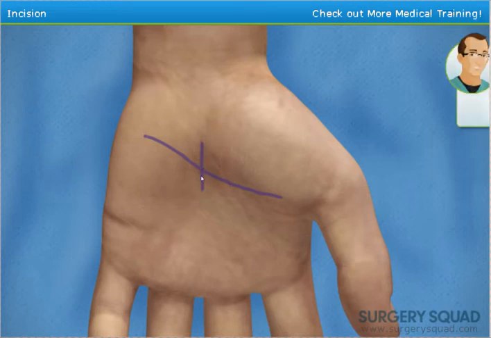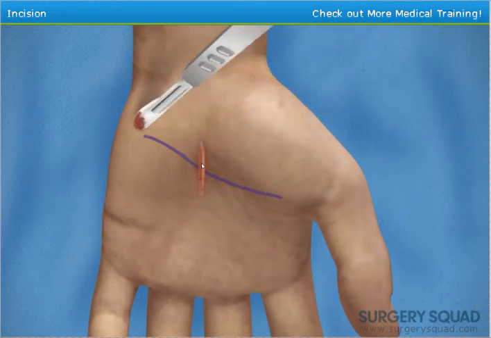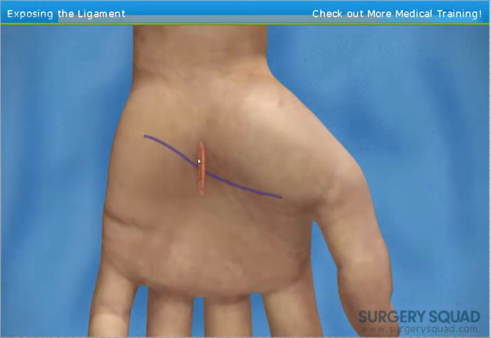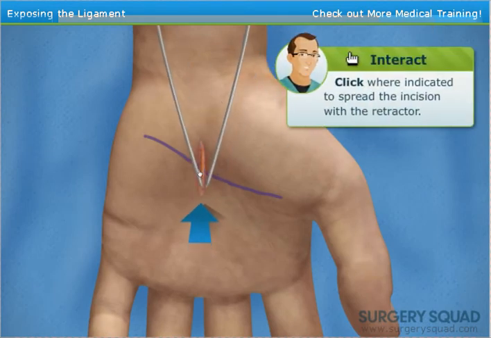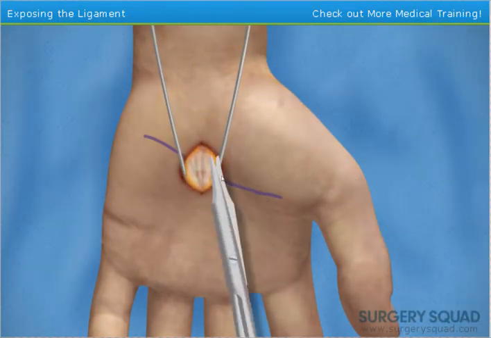Now take the scalpel and make the incision. Nice. I couldn't have done it better myself. Now we'll spread the incision wider to expose the transverse carpal ligament. This band of tissue is the cause of the problems. Place the retractors into the incision and spread. I think you're a natural at this.